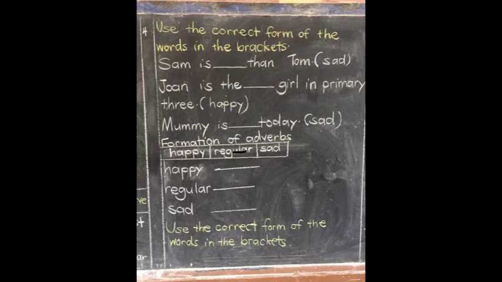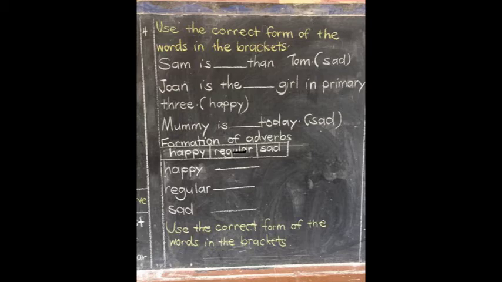For example, from happy, we can get the adverb happily. If you're writing the word happily, you change the Y to I and then you add L-Y. So you can say, Sam happily welcomed his teacher. That happily is telling us the way Sam was when he was welcoming his teacher. Then we have regular, and from regular we can form regularly. We add ly to get regularly.